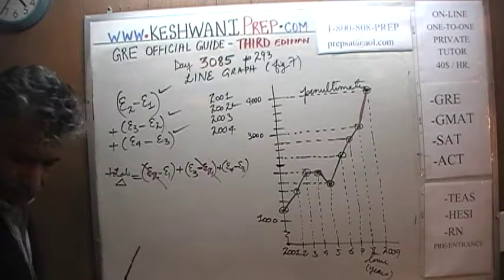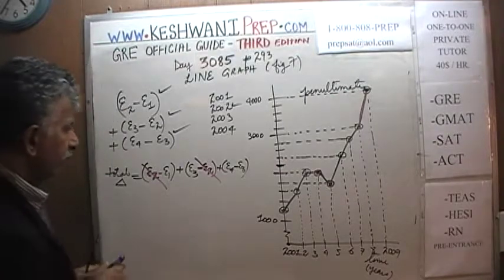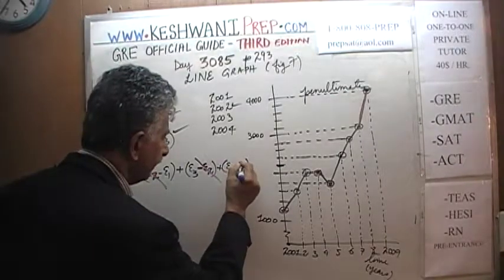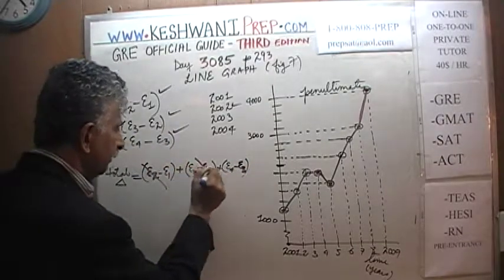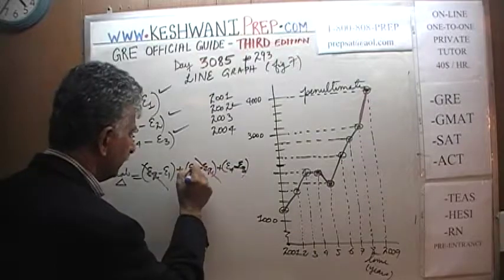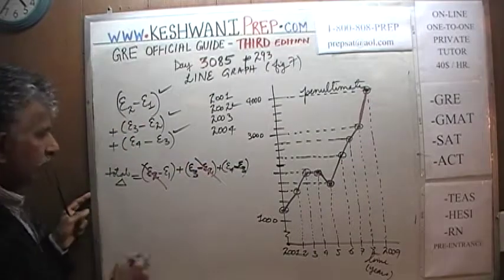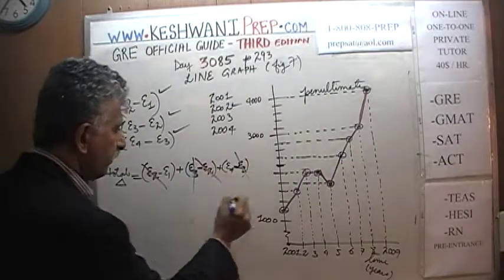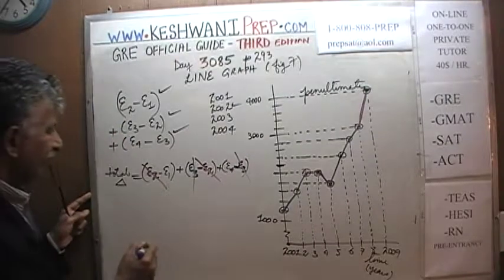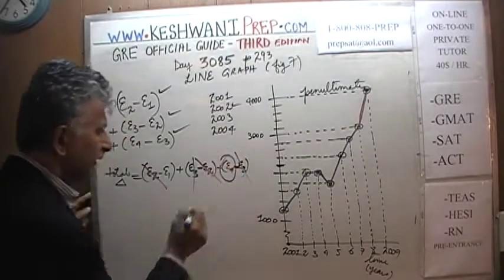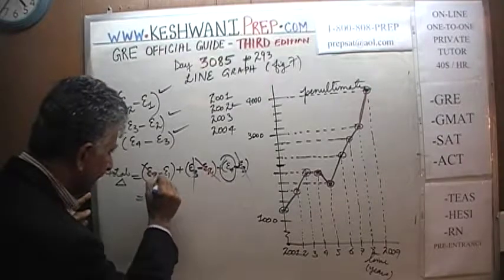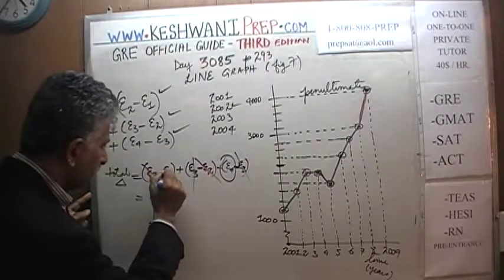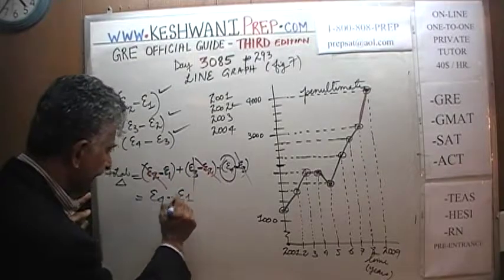Similarly, here we have enrollment in 2003 with a negative sign, and here we have 2003 enrollment with a positive sign. They are going to kill each other. What we are left with is the last year, enrollment in 2004, minus the enrollment in 2001, the first year.